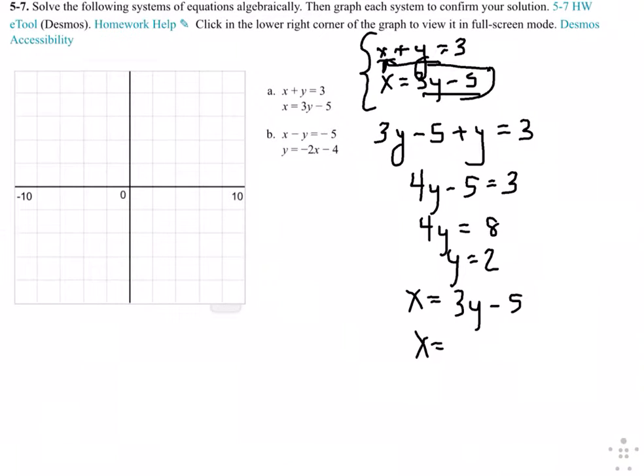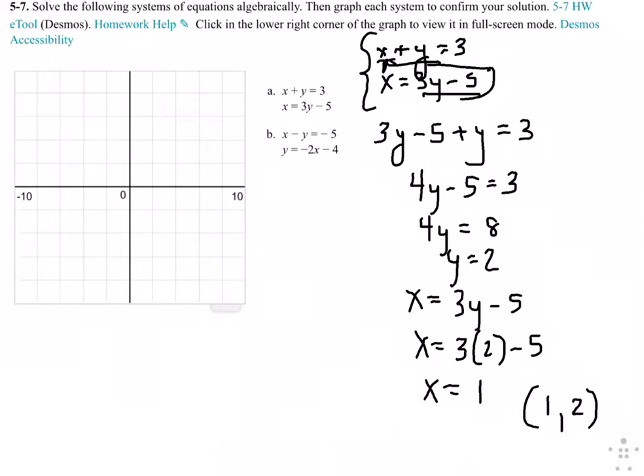So x equals 3 times 2 minus 5. X equals 6 minus 5, which is 1. So the solution is 1, 2, the ordered pair. Okay, now let's graph. So x plus y equals 3. One of the points would be 1, 2, right?